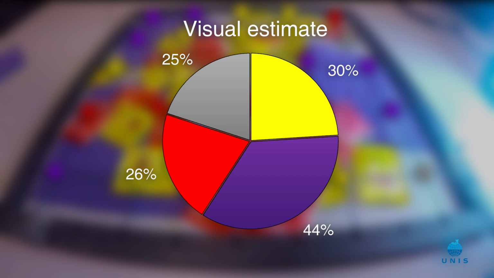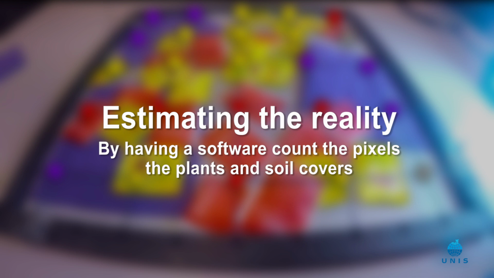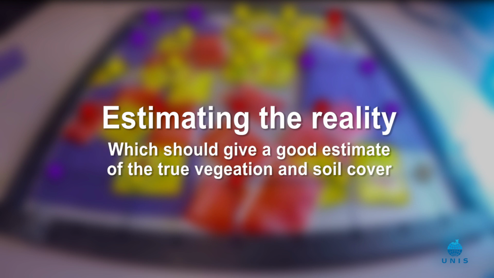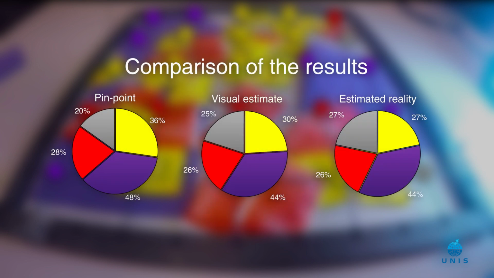Then here you can see the estimate I came up with. And since we control the environment, we will try to also get a really close estimate of the reality. This was done by using a software that counted the pixels that each of the plants and soil covered, and also accounting for overlap. So this is the reality, and then we will compare that with the two different methods we have tried out.